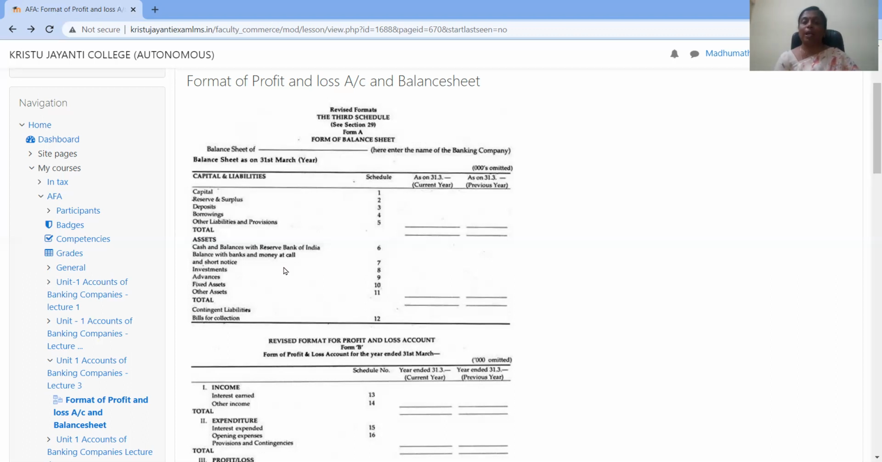Next is schedule number 8, investments. So investments will be part of your schedule number 8. Next, we have fixed assets. So fixed assets will be schedule number 10.